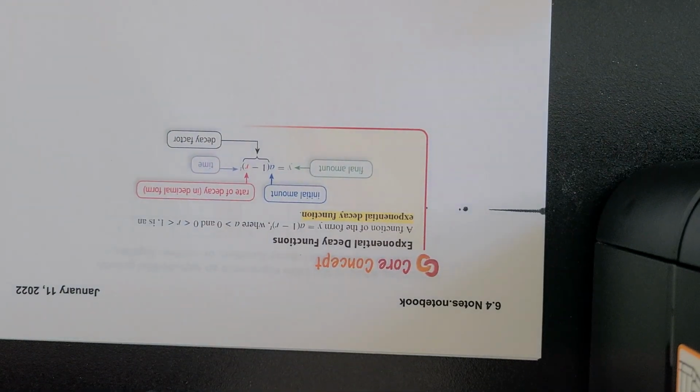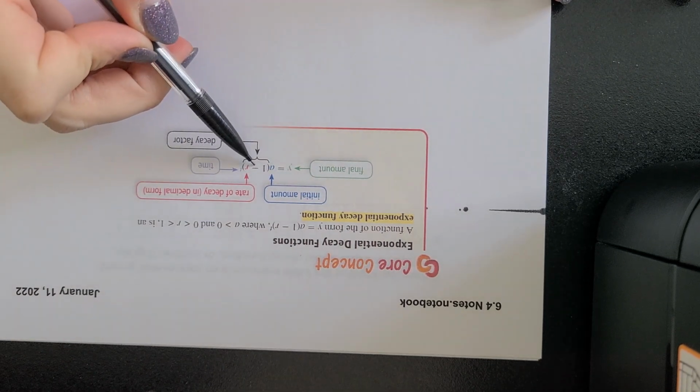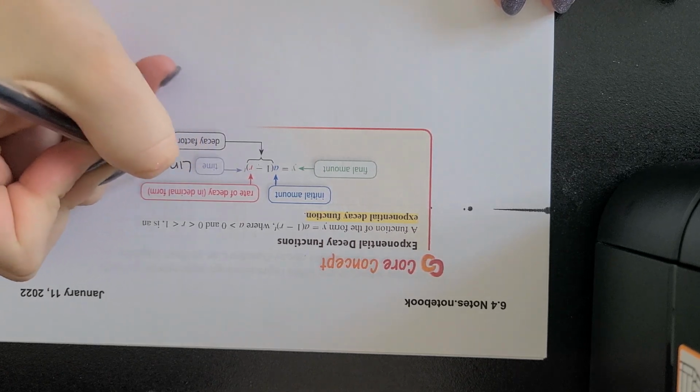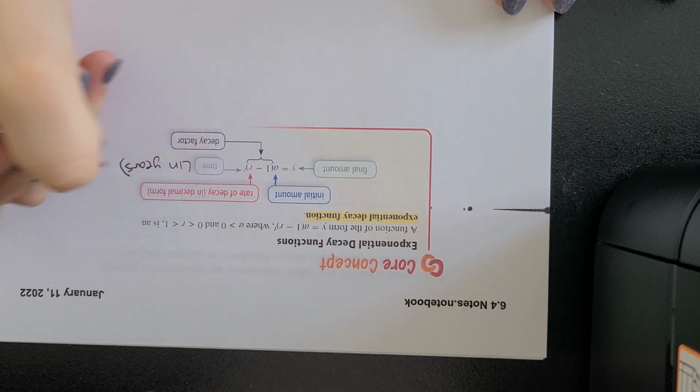Let's take a look at our exponential decay functions. Once again, we have all of the same pieces as our exponential growth function, except for we are now subtracting our rate of decay. And this is still in years.